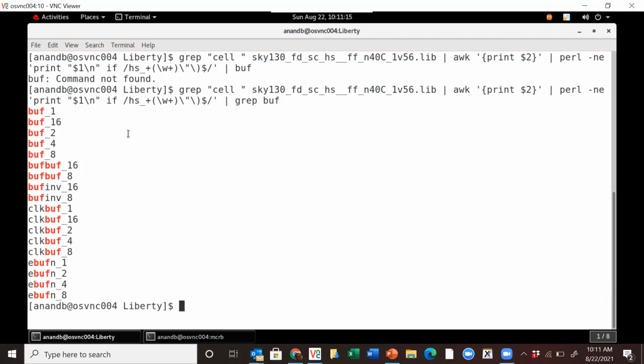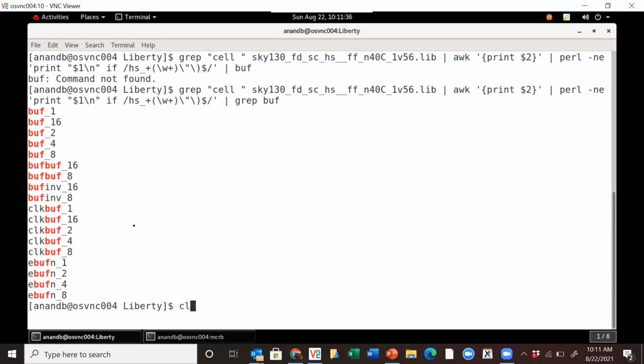You can see different types of buffers here with different drive strengths. There are something called clock buffers. These are buffers where the rise and fall delays, the delays for the rise transition and the fall transition, are balanced. So these buffers would be used for the clock signals. Okay, and so there are various types of buffers here.